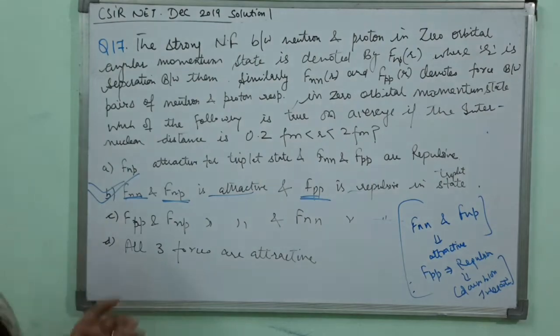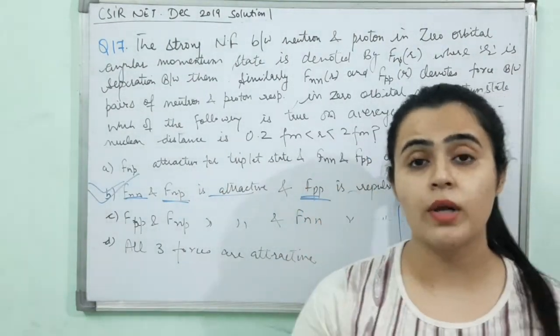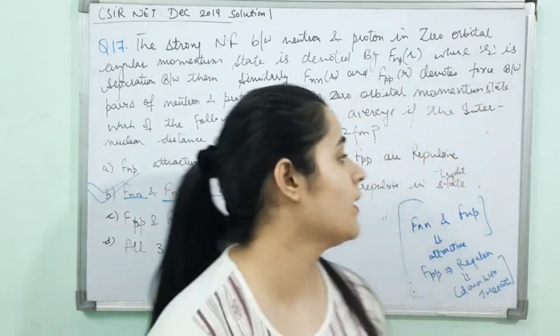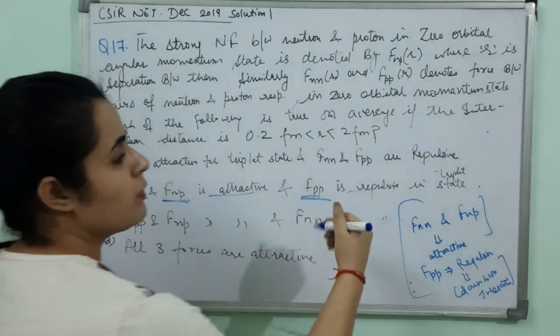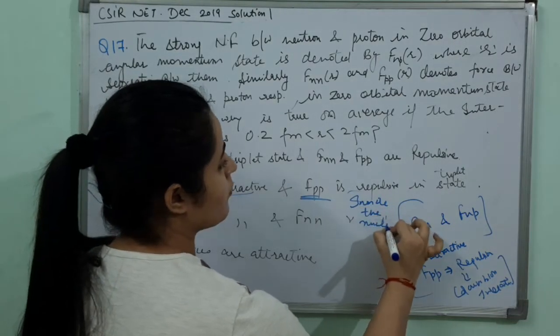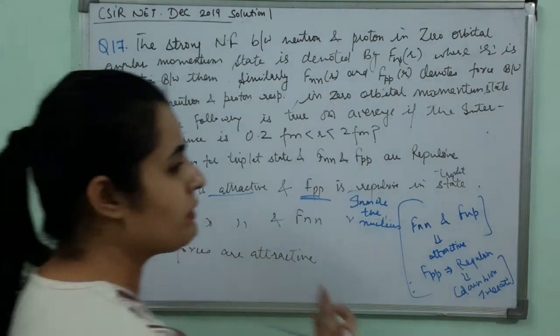So don't get confused between the triplet state and the zero angular momentum state. Just go to the basic concept, and the concept is that inside the nucleus, the force between neutron and neutron and between neutron and proton is attractive, and the force between proton and proton will be repulsive.